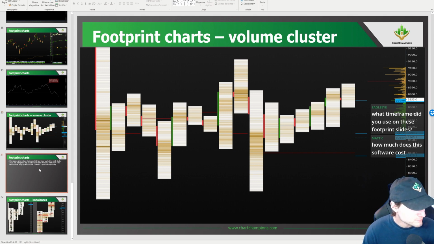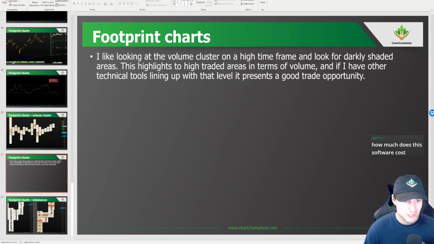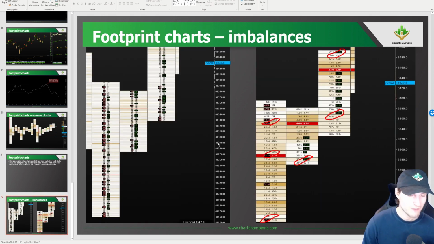And then I like looking at the volume clusters on a high time frame and looking for darkly shaded areas. This highlights to anybody where there has been a high amount of volume transacted. And if I have other technical tools lining up with that level, it presents a good trade opportunity. And lastly, what we have under footprint charts are imbalances.